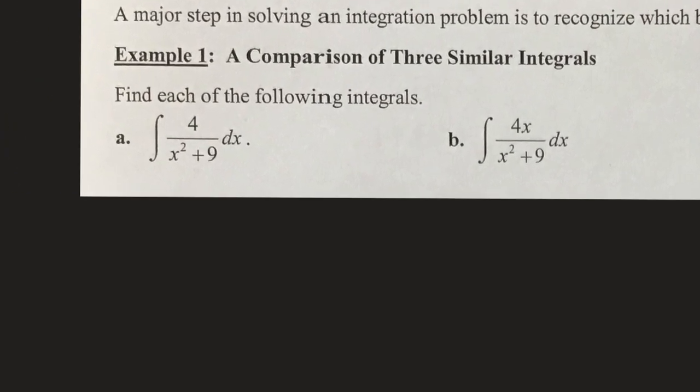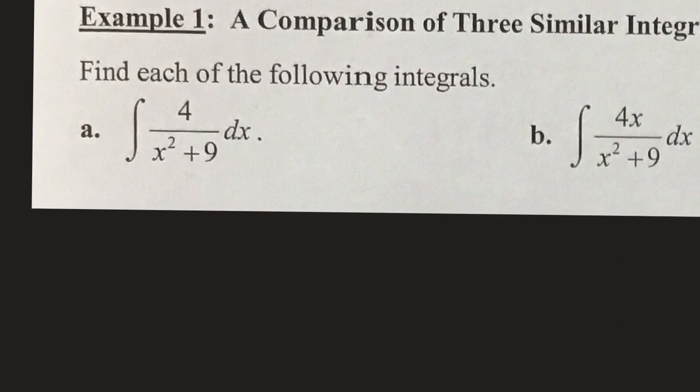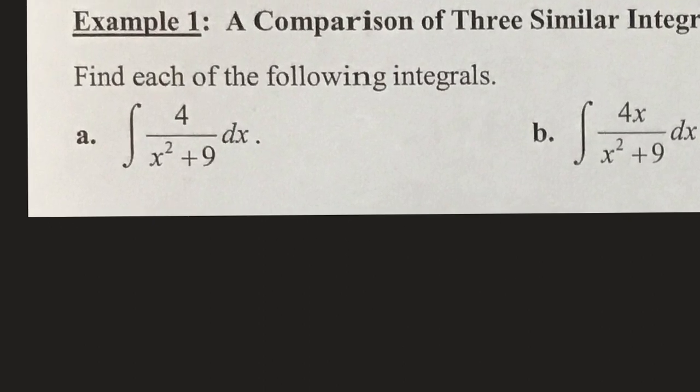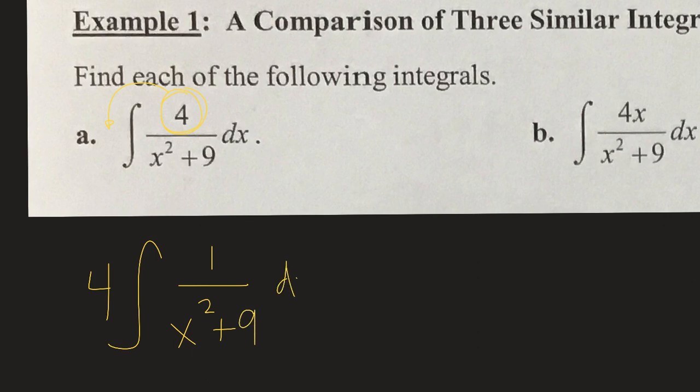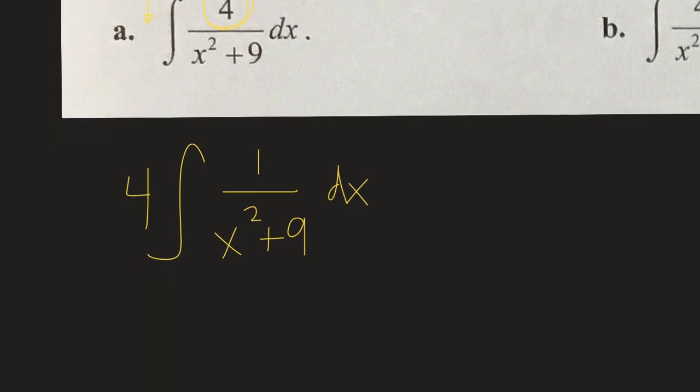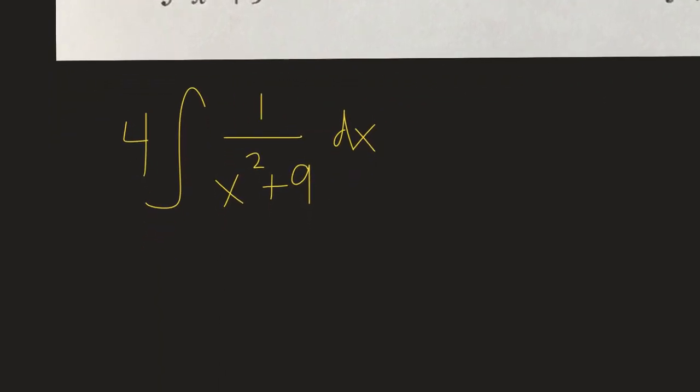Okay, so looking at our first example, we have 4 over x squared plus 9. The first thing you want to do is pull your numerator out to the front of your integral. Anytime you see a number on top, the properties of integrals say we can pull it out to the front. So we now have 4 over 1, or 4 times the integral of 1 over x squared plus 9.